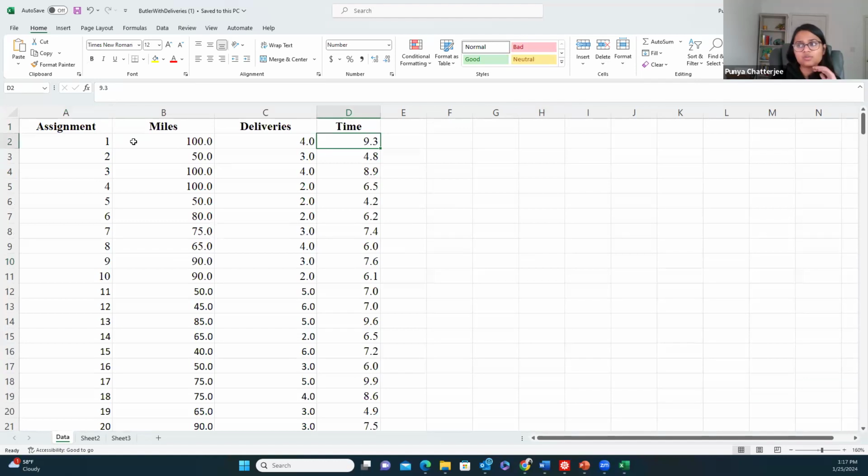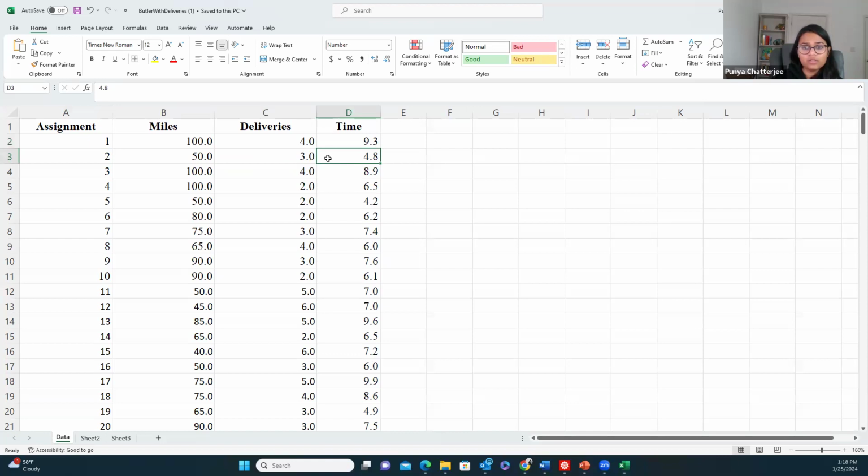So last class, we looked at data where we only had miles and time for each assignment, but now I have also added one more column which says deliveries. So basically, the first assignment, assignment number 1, for example, covers 100 miles, delivers at 4 places, and takes 9.3 hours. Second assignment, again, covers 50 miles, 3 deliveries, and 4.8 hours.